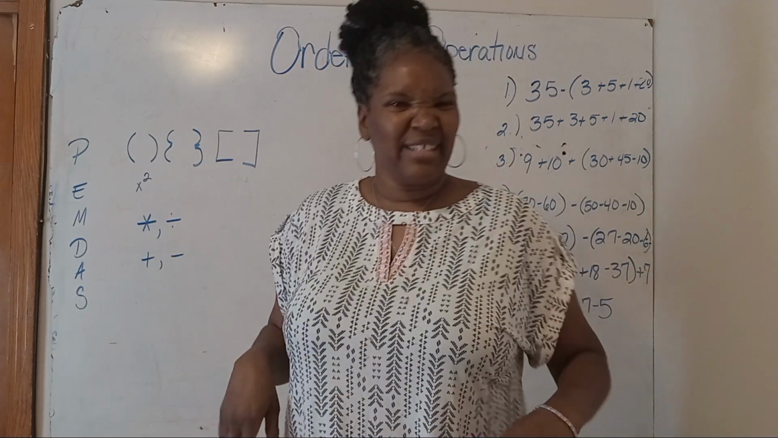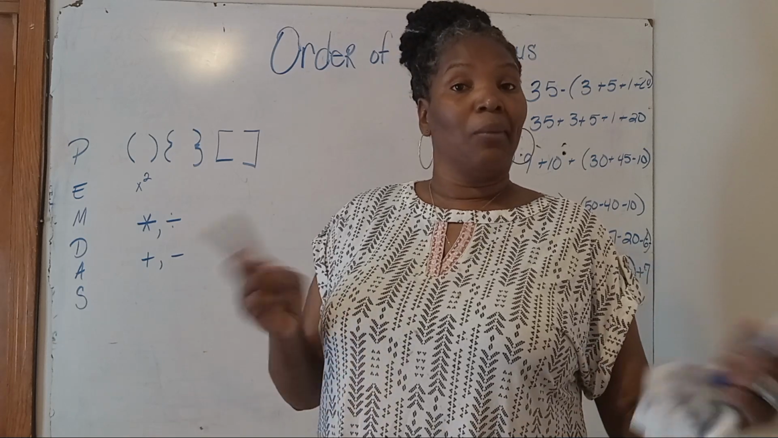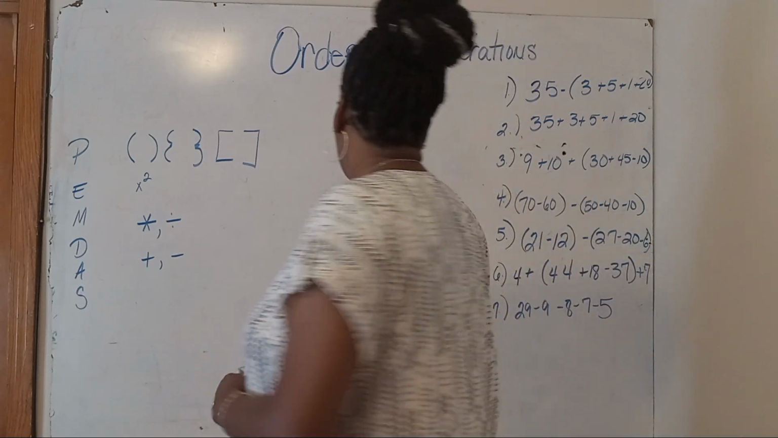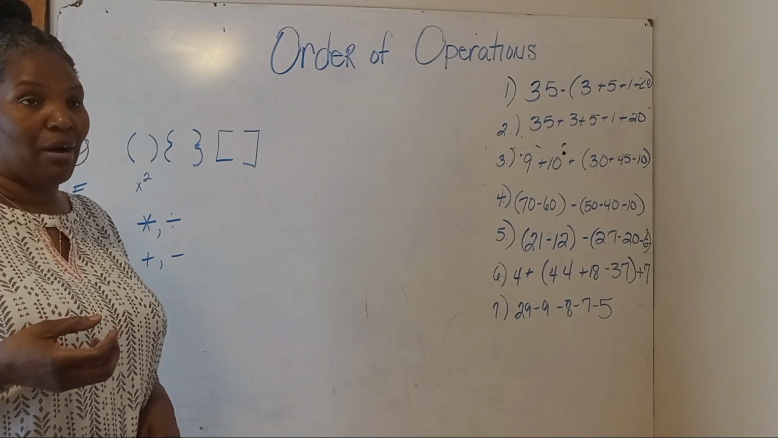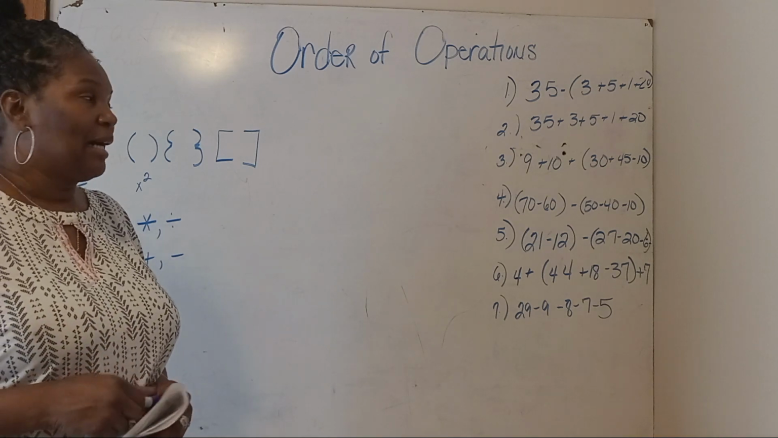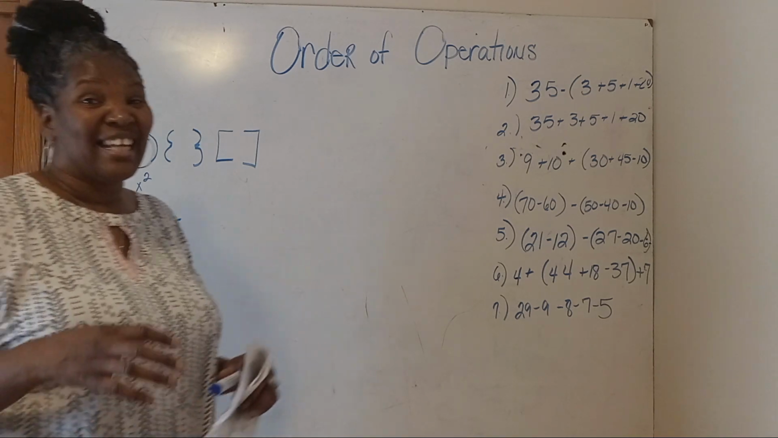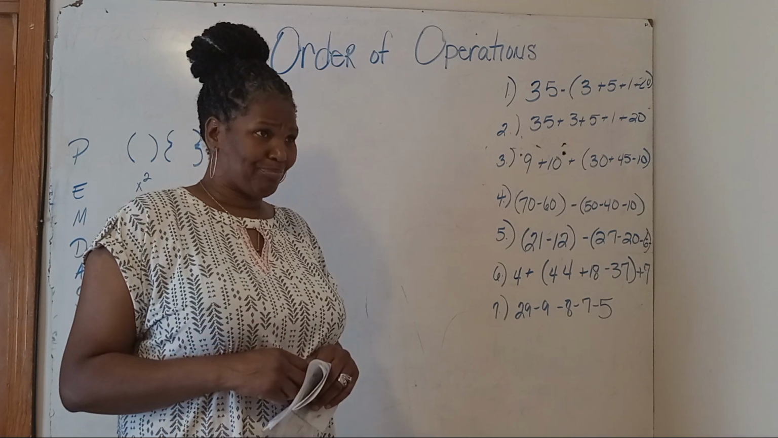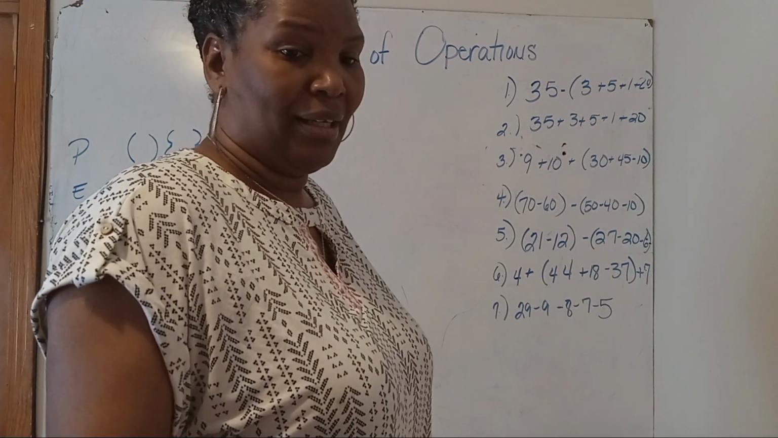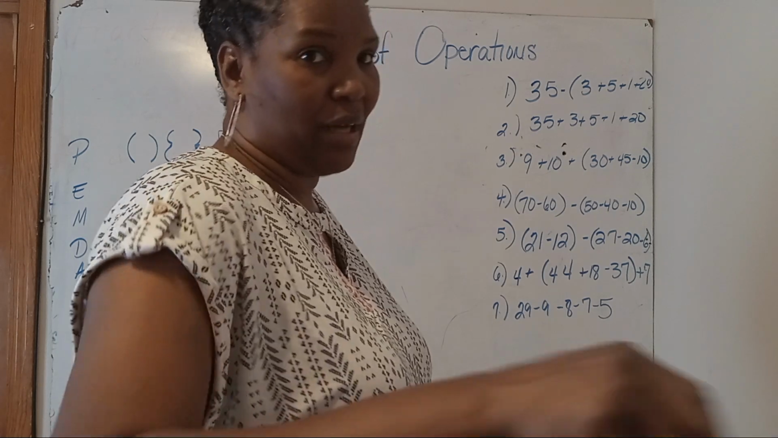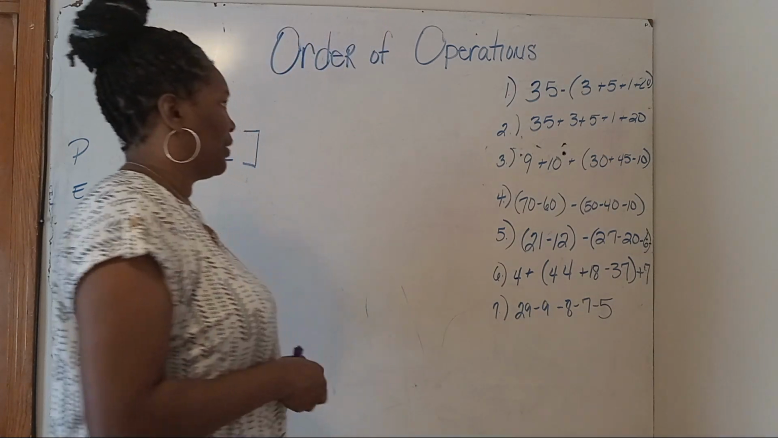So with all that said, we're gonna begin working these problems. Now I like to think of order of operation problems as Doritos because they always end up looking like a Dorito after you get through working them. Every time I get through working an order of operations problem, it looks like a Dorito to me.